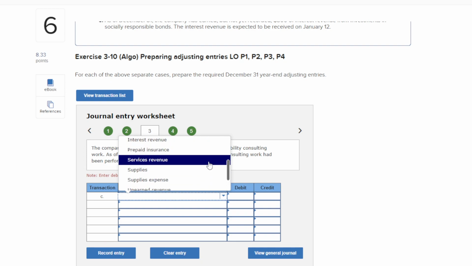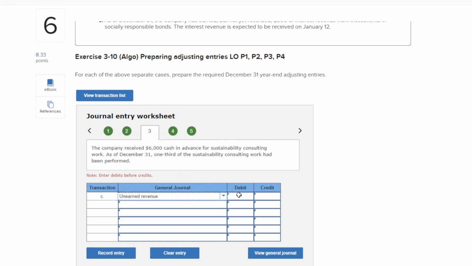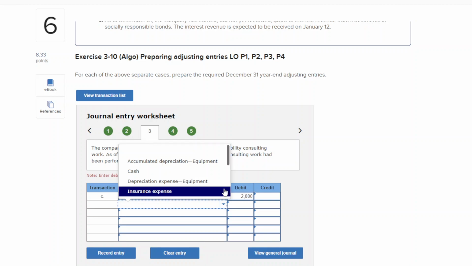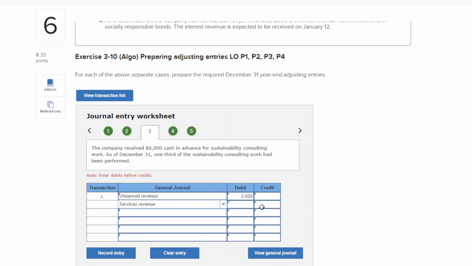So our unearned revenue, 2,000. And then our services revenue will increase. So we have a credit because when our revenues increase, our equity increases, which means we have a credit.